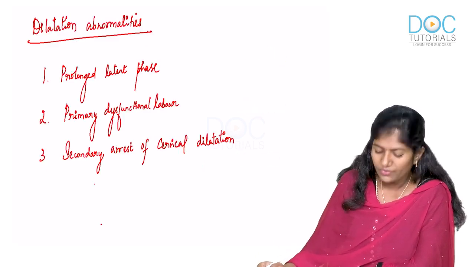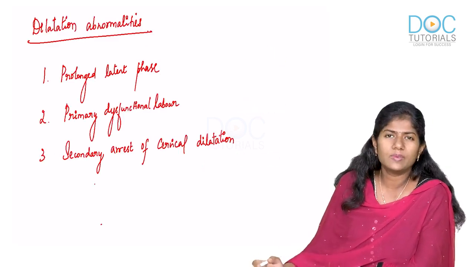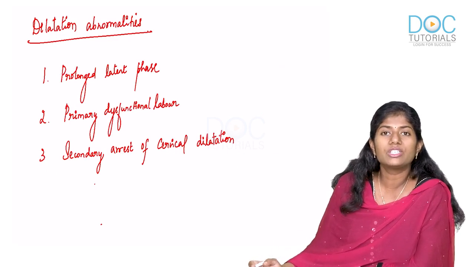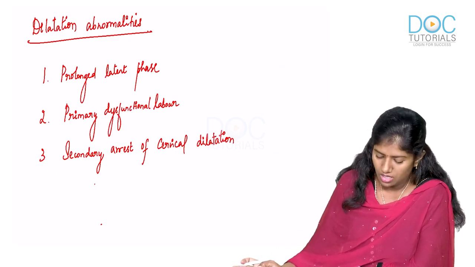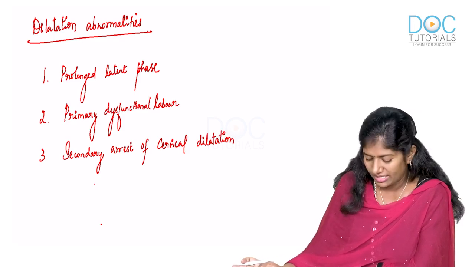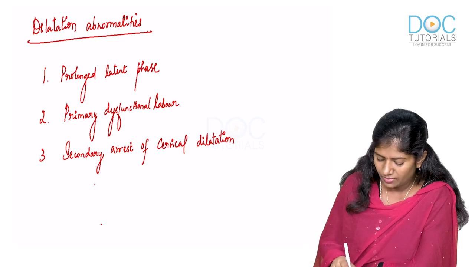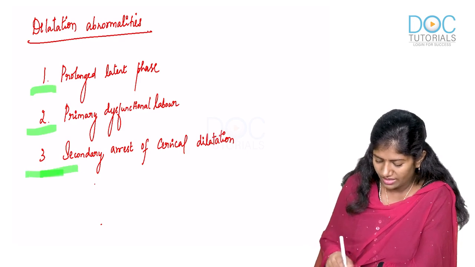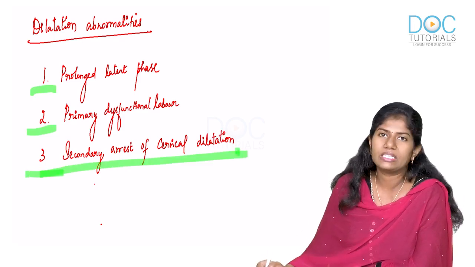So we have 3 types of dilatation abnormalities. Basically, the partogram is to see whether the dilatation is proceeding at a good rate, right? One is prolonged latent phase. The second is primary dysfunctional labor. The third is secondary arrest of cervical dilatation.